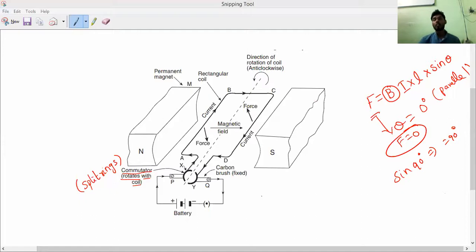First of all, what do you mean by commutators? What is the importance of commutators? They will ask you. Commutators we can also call split rings, which will reverse the current in the rectangular coil ABCD on revolution. That is what you have to remember.